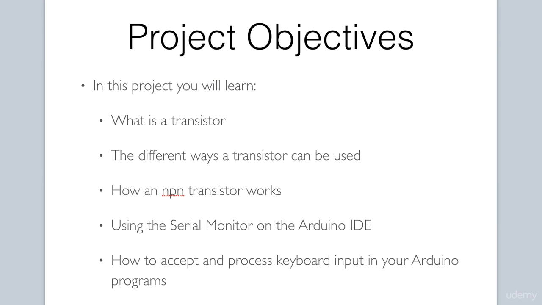Let's take a look at the objectives for this project. By successfully completing this project, we would have mastered the following items. You will understand what a transistor is and the different ways that a transistor can be used. You'll understand the basics of an NPN transistor. We'll also use the serial monitor in Arduino to accept input and display output. And finally, we will learn how to process input that is received from the keyboard and use that to affect our Arduino circuit. If you are ready to begin, let's get this project started.